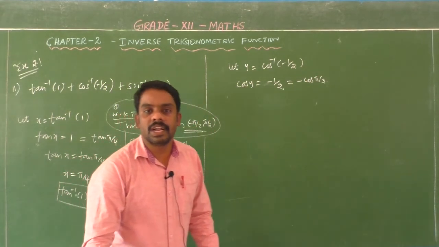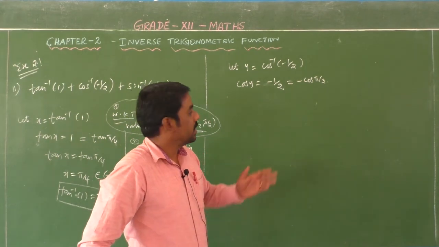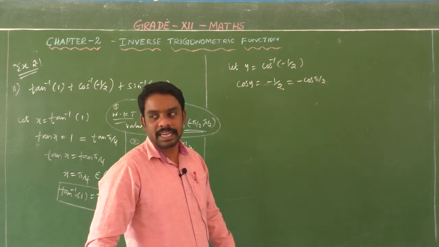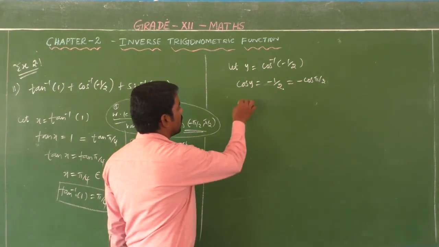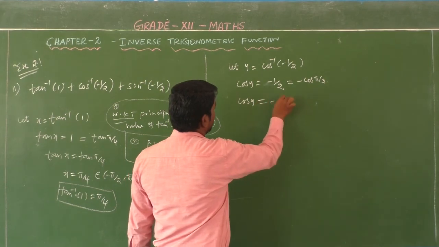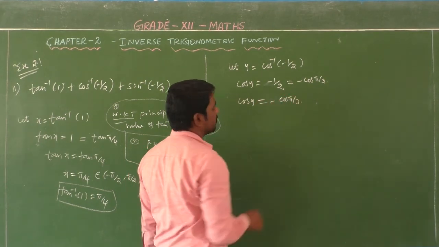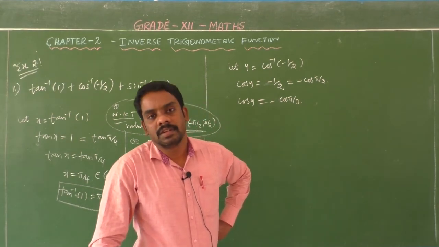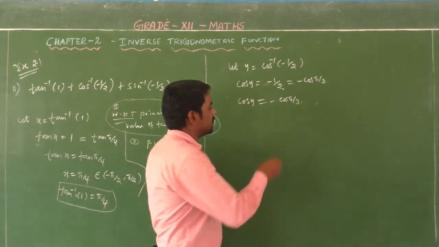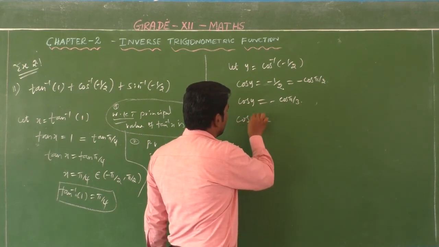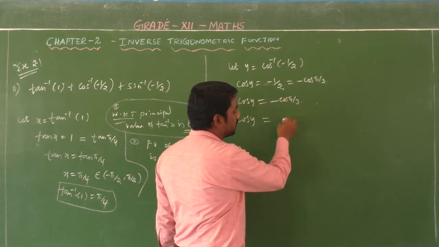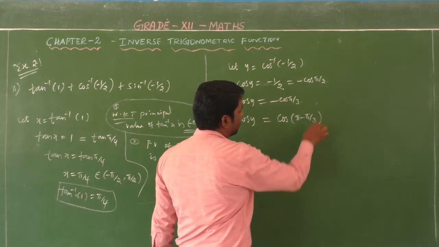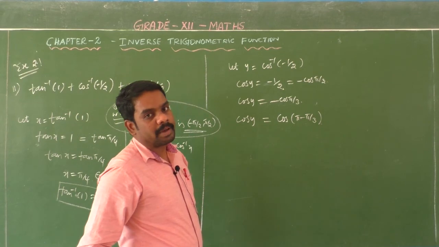Okay, so cos pi by 3 value is 1 by 2. Here minus 1 by 2 is written as minus cos pi by 3. So cos y is equal to minus cos pi by 3. And cos of minus pi by 3 is plus cos pi by 3. So minus cos pi by 3 is written as cos of pi minus pi by 3.